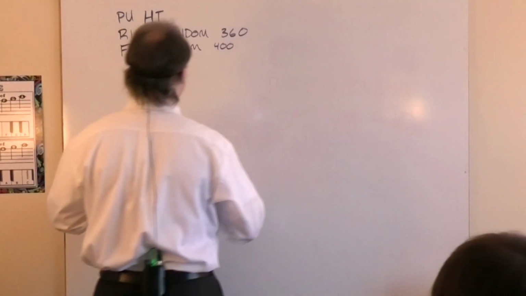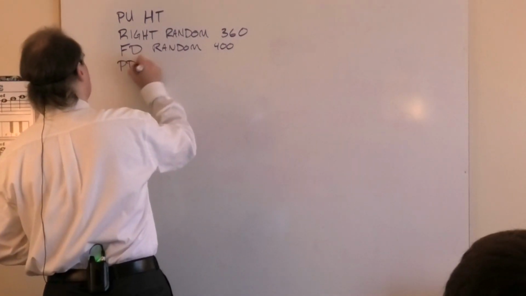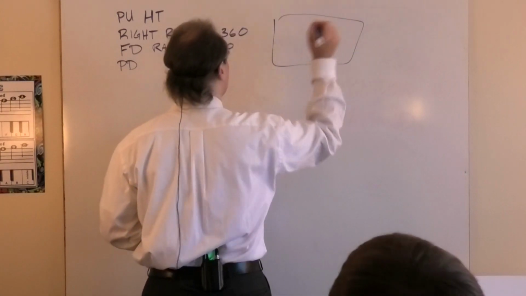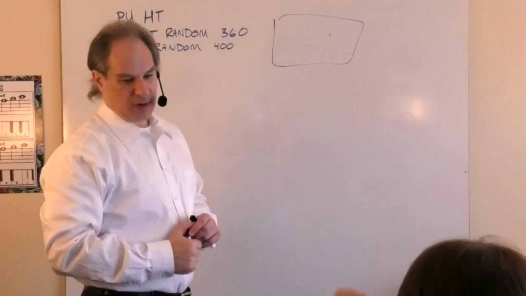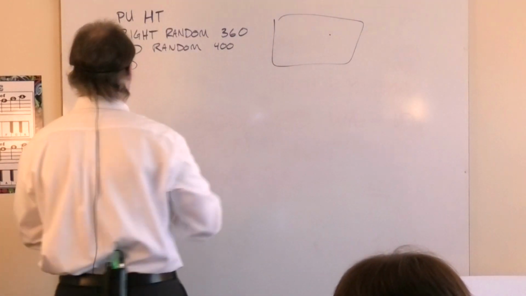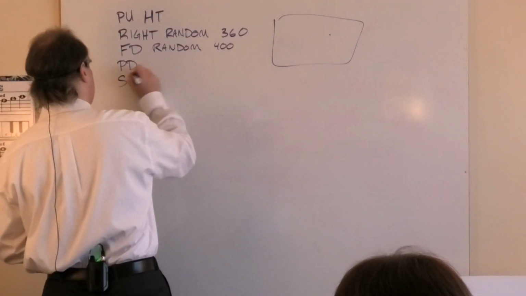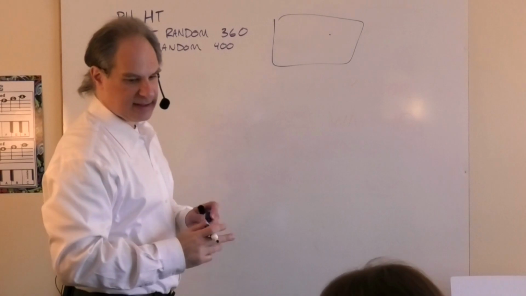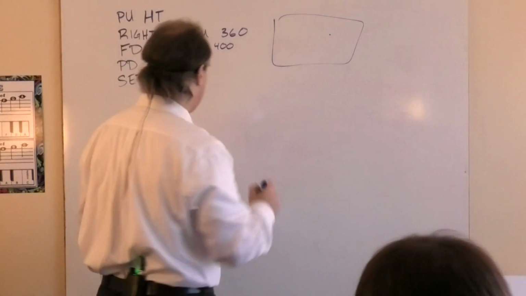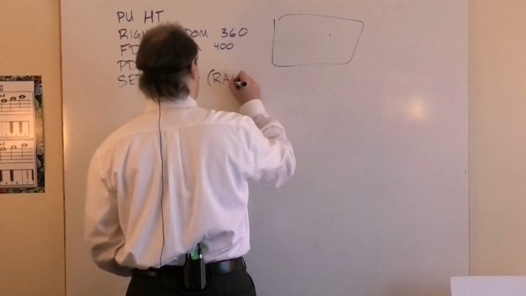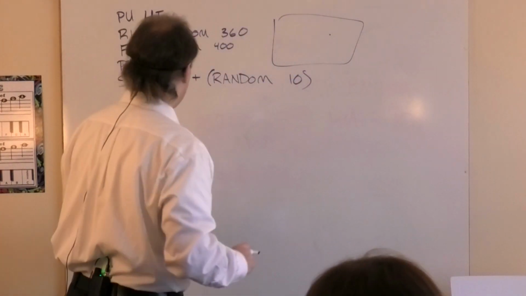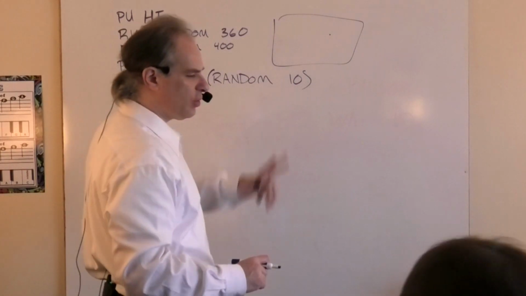And then I did pen down. So we pick some random spot on the screen. Then what I did was set color 3 plus random 10. So random 10 will pick a number 0 to 10. And then I added 3 because set color 2 is black.